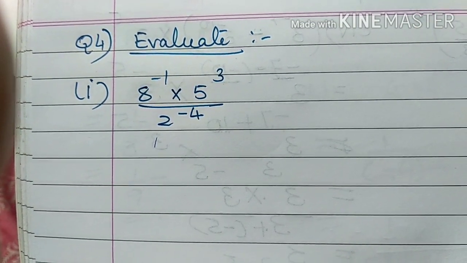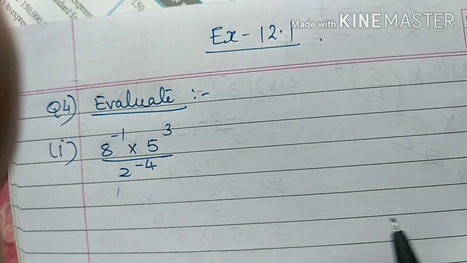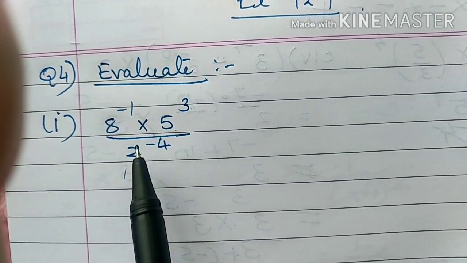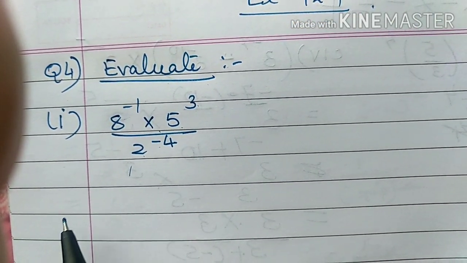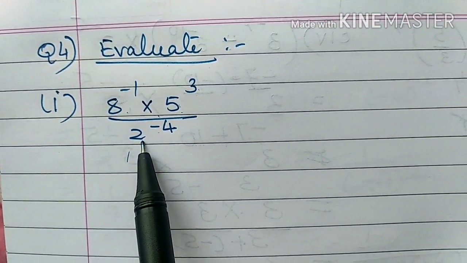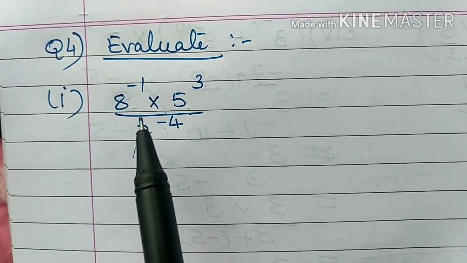Now we are going to start question 4 of exercise 12.1. Evaluate (8 raised to minus 1 into 5 raised to 3) whole upon 2 raised to minus 4. Now you can see there are different bases. So first we will convert them to the same base.